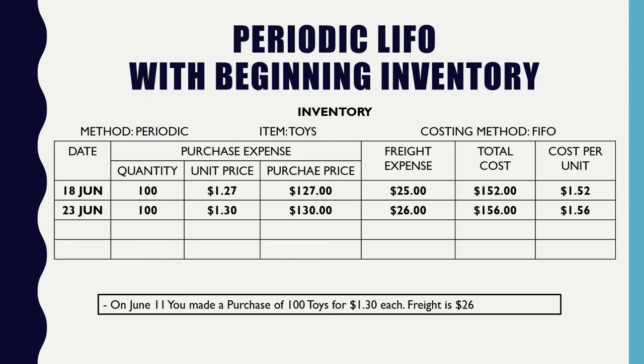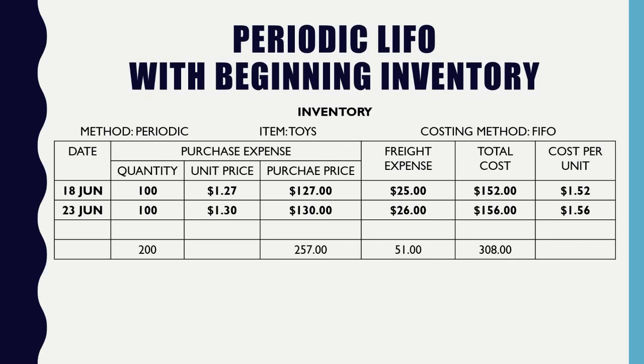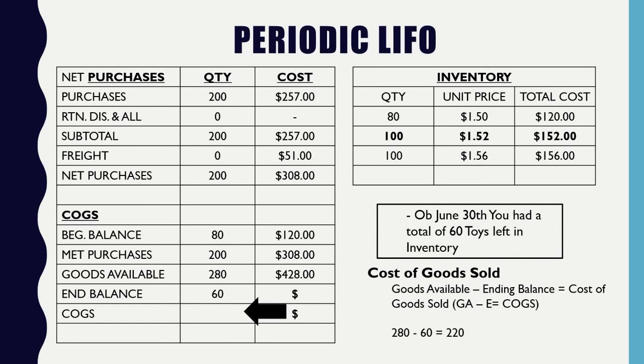So I'm going to go ahead and total up my new purchases. My new purchases entail 200 items at $257. My freight is $51, so it gives me a grand total of $308. And we're going to take that information and transfer it back into here. But this time, we also need to include our beginning balance, which in this case, once we plug in our information into our net purchases, we got 200 at 308. Now, if we look at our bottom portion, this is where we calculate our beginning inventory.